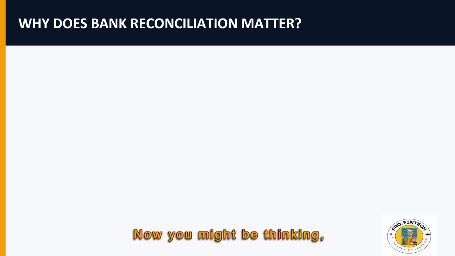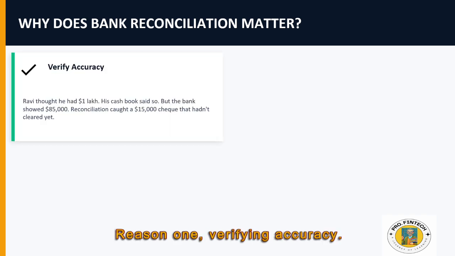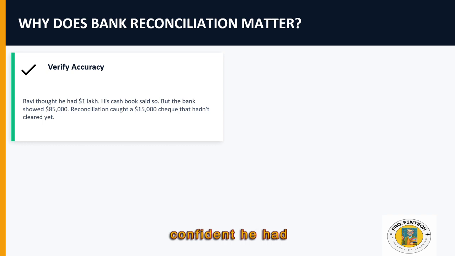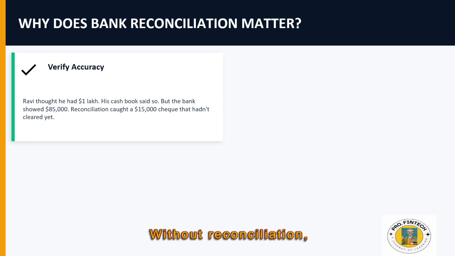Now you might be thinking, okay, so I find the difference. So what? Why does it matter? Let me give you four real reasons. Reason one, verifying accuracy. Meet Ravi. He checked his books and was confident he had 1 lakh in the bank, but when he finally did a reconciliation, he found the actual balance was 85,000, or 15,000 less. Checks he had issued hadn't been cashed yet, but he had already spent that money in his mind. Without reconciliation, Ravi might have bounced a check. With it, he caught the issue in time.